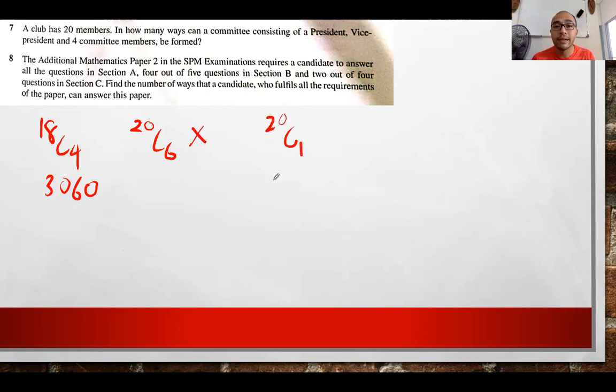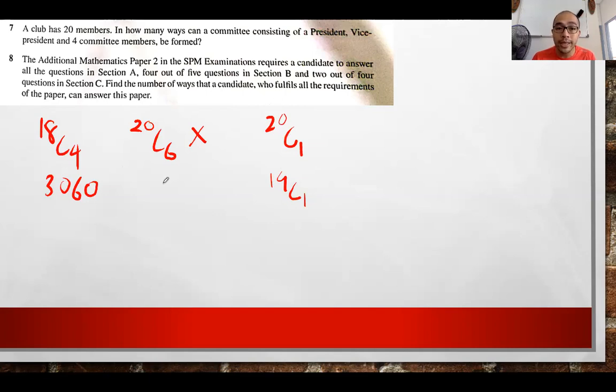20C1. How many ways to choose a vice president? It will be 19C1. Why is this number 19? Because after you've chosen the president, there's only 19 people left. You cannot have the president become the vice president also. So this is the case.